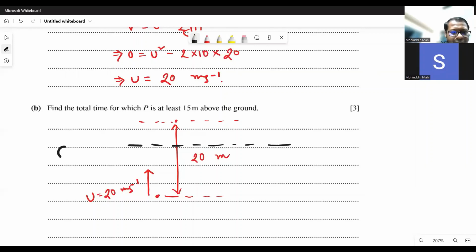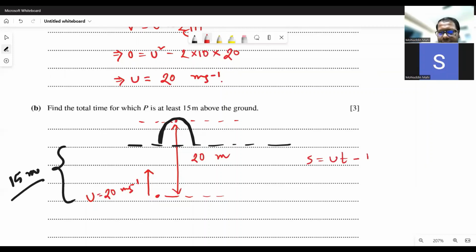if we consider this as 15 meter height, then for how much time was the object above 15 meters? So this duration of time we have to find out. If we want to solve it, we have to first form an inequality. We can use the formula S equals ut minus half gt square.